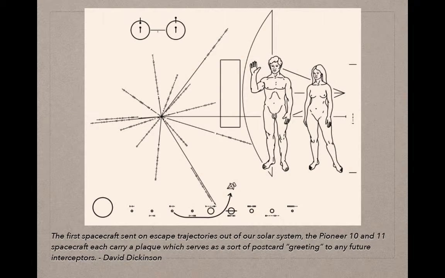In the 1960s and 70s, a Pioneer spacecraft went out to explore the galaxy, and who knows where it is now. It was sent out into the solar system, and on it was a plaque of greetings to any extraterrestrial that might have found it. But how would they interpret this?